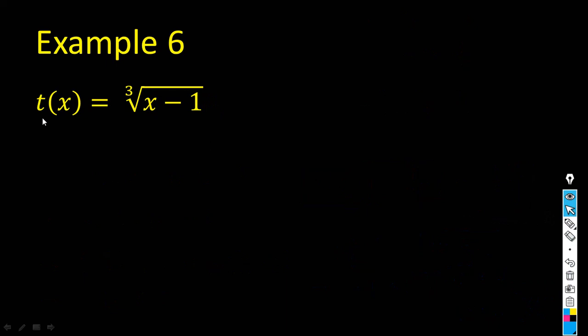Example number 6. T of x equals the cubic root of x minus 1. So what do you think about this? Now look at this. We have a cubic root. We don't have square roots. We have a cubic root. Try to evaluate this in your calculator. Try to evaluate this function at minus 8.